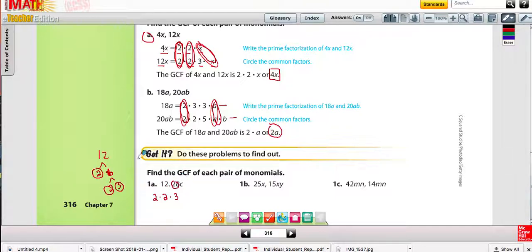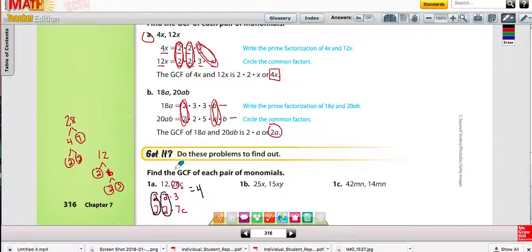Now 28, if I do a factor tree for 28, I can do 4 times 7. 7 is prime, so I'm going to break down the 4 into 2 times 2. So 28 can be written as 2 times 2 times 7. Then we just have the c at the end. Now we want to know what they both have in common. Well, I see a 2 here and a 2 here, so that's in common. A 2 here and a 2 here, so that's in common. So the greatest common factor is 2 times 2, which is 4.